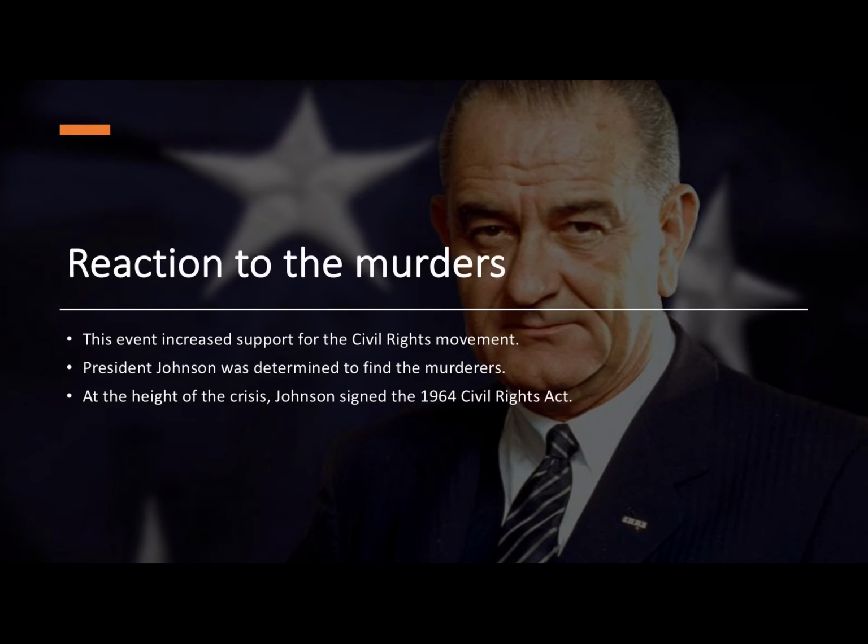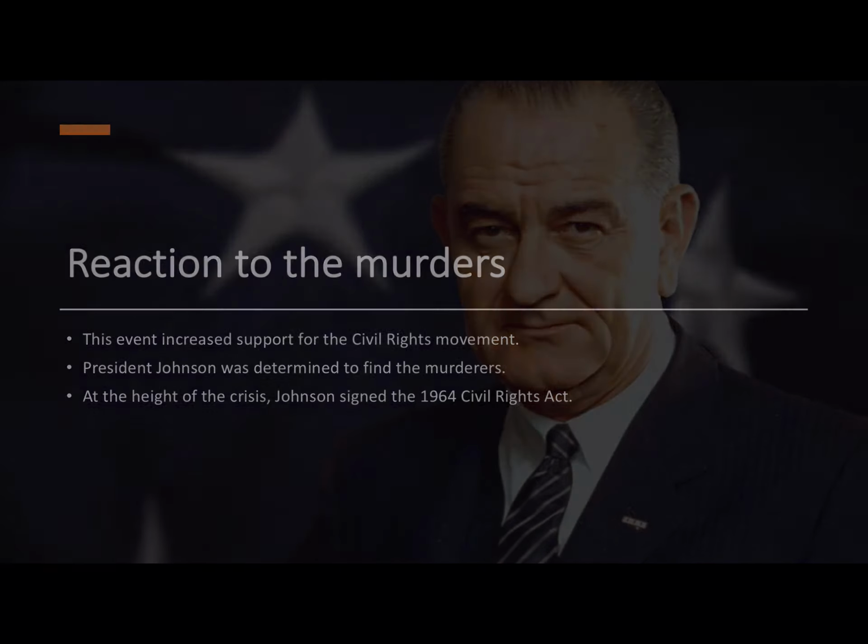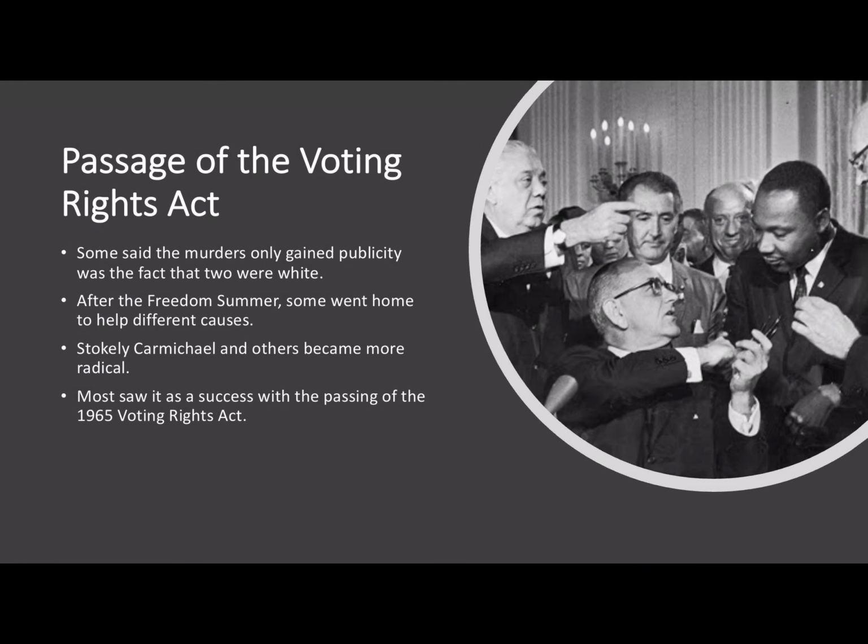As a result of these events, the civil rights movement gained support, and President Johnson, who came to power after President Kennedy's assassination, was firm in his determination to find the murderers. Ironically, at the height of this crisis, Johnson signed the 1964 Civil Rights Act. Some of the black members of the Freedom Summer School movement claimed that the only reason there was worldwide publicity about the murders was that 2 of the victims were white.